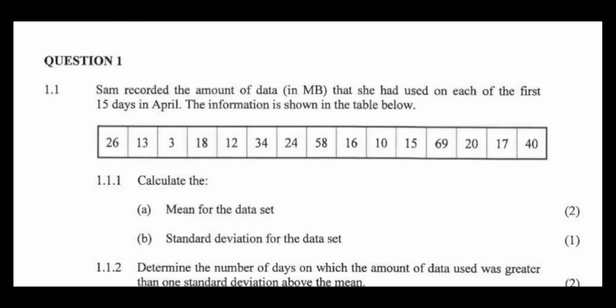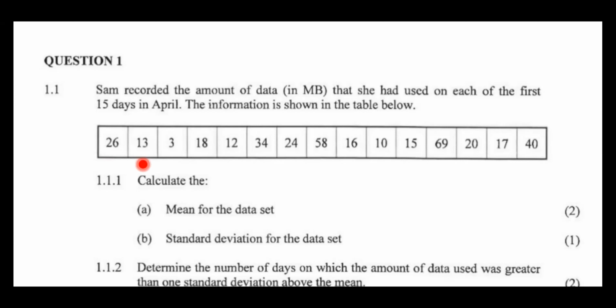Okay, I'll be randomly asking you guys to give me your input and methods of working out the different things over here. So question number 1: Sam recorded the amount of data in megabytes that she had used on each of the first 15 days in April. The information is shown in the table below.